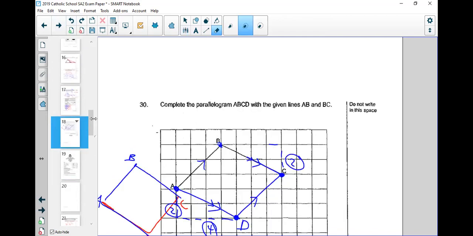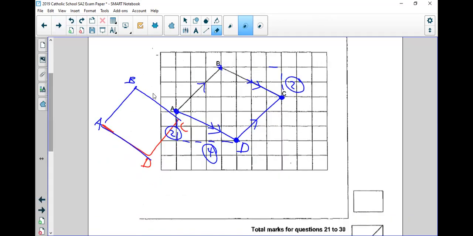So you have to erase all the unwanted lines. Never leave your answer like that, because your teacher will just mark it and you will lose marks. So erase all this.